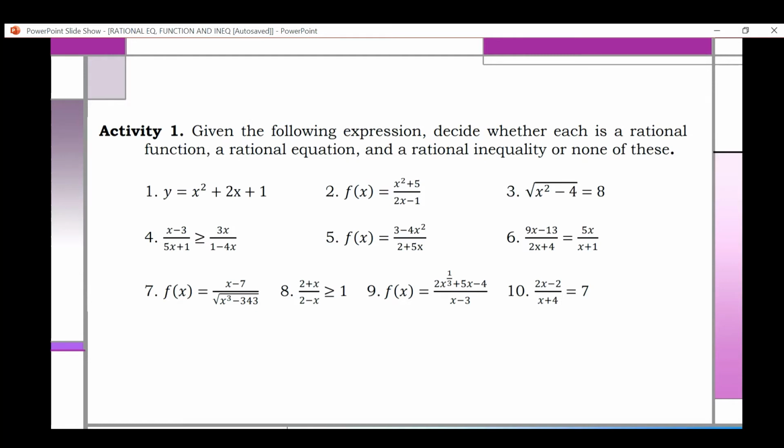Okay, let's try some more. You can try to answer this. This is the activity 1 in your module in general mathematics. Okay, so you can pause this video and try to answer these 10 items. Then later we will reveal the answer.